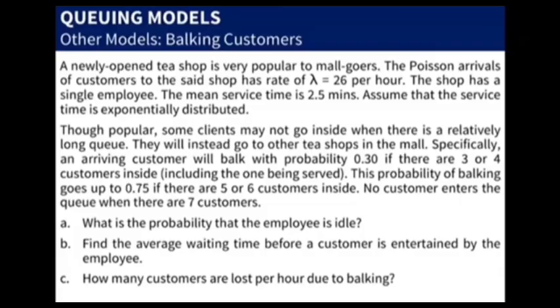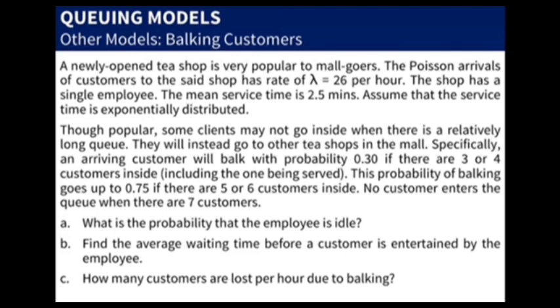The last example to be discussed is a model that tackles bulking customers. A newly opened tea shop is very popular to mall goers. The Poisson arrivals of customers to the said shop has a rate of lambda equals 26 per hour. The shop has a single employee. The mean service time is 2.5 minutes. Assume that the service time is exponentially distributed.